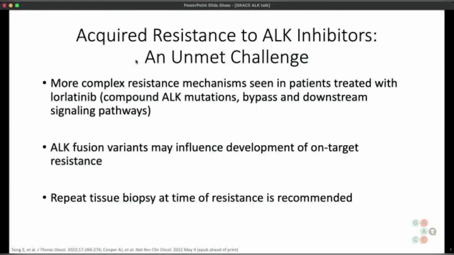And then I just finally wanted to state that repeat tissue biopsy at the time of disease resistance is commonly recommended. And it's really to be able to figure out what is happening at the time that the ALK inhibitor has stopped working. Is this something that we can target with another ALK inhibitor? Is this something that we can target with some other drug? And so I think it is important to try whenever possible to perform a repeat tissue biopsy at the time of disease resistance.